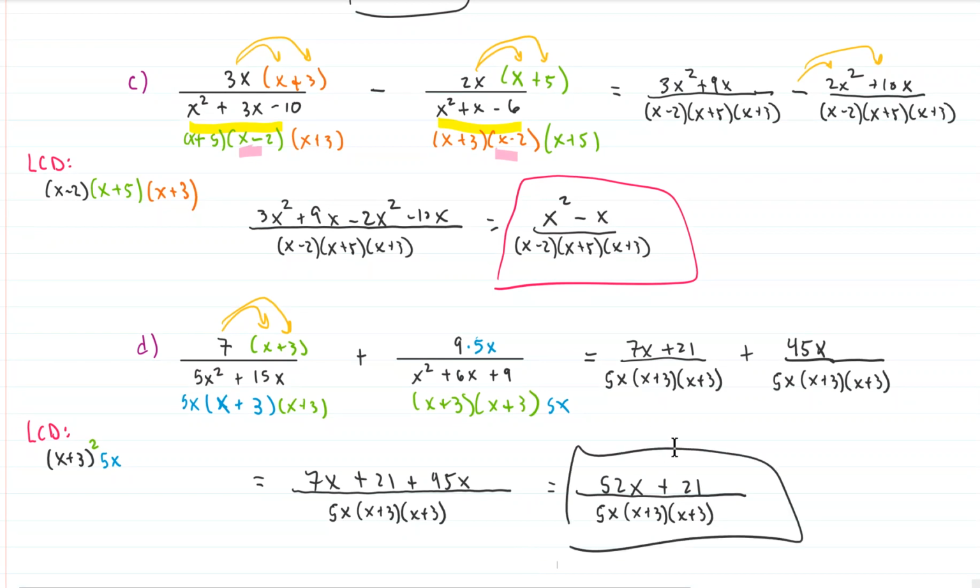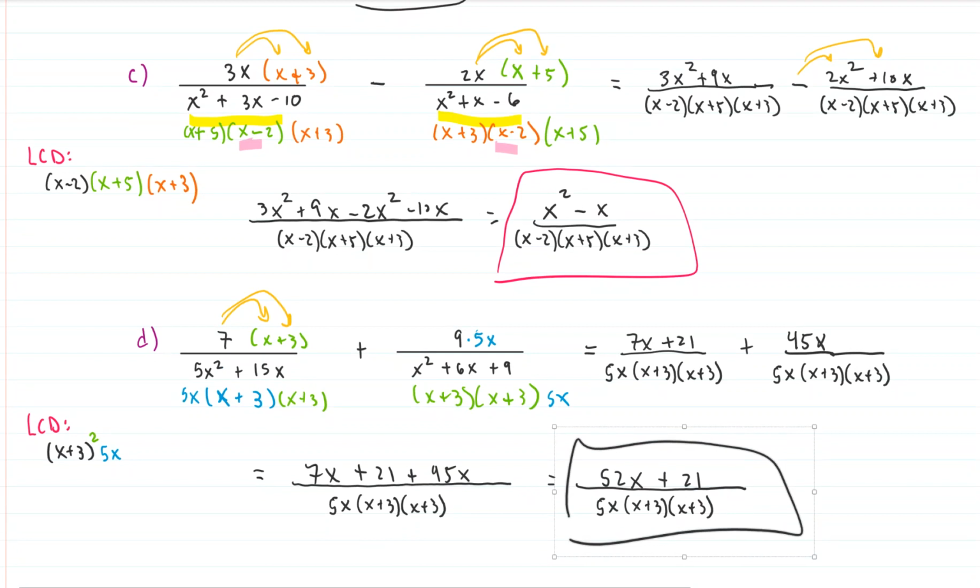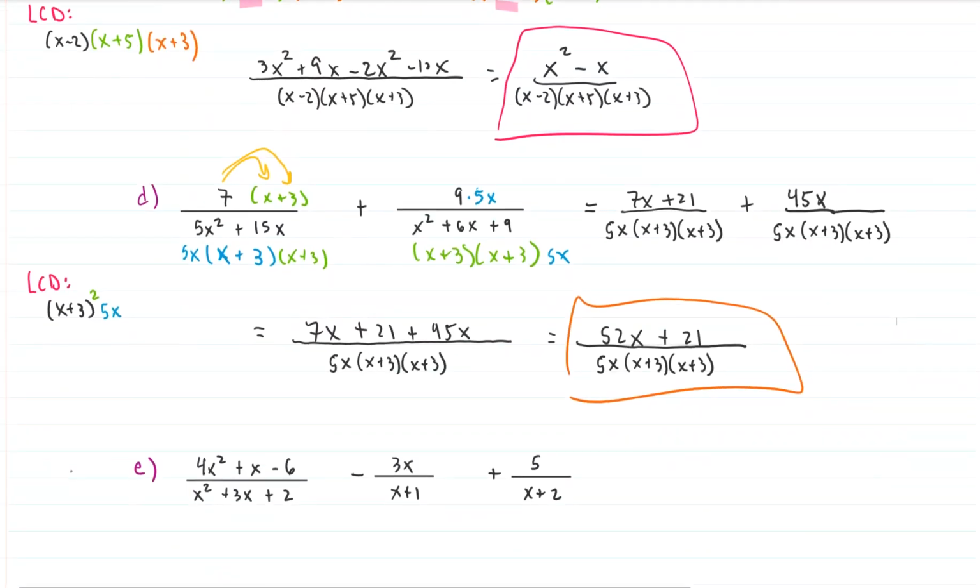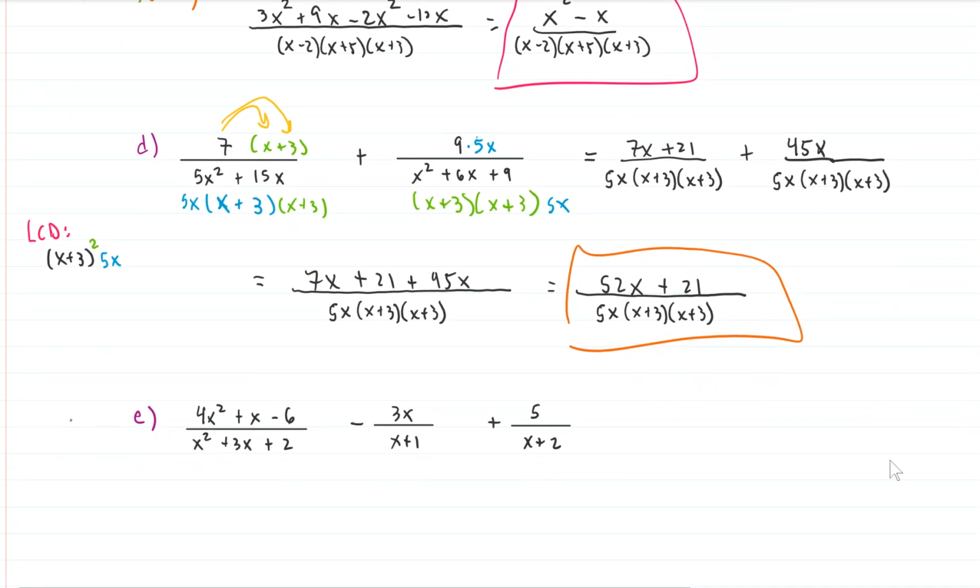Oh, I need to change that box thing to something brighter. There we go, orange. Last problem. This looks a little crazy, right? We've got 3 terms. The first term has in the top 4x squared plus x minus 6. In the bottom, we have x squared plus 3x plus 2. And the second term, we're subtracting the second term. The second term is 3x over x plus 1. And we're adding the third term, which is 5 over x plus 2.